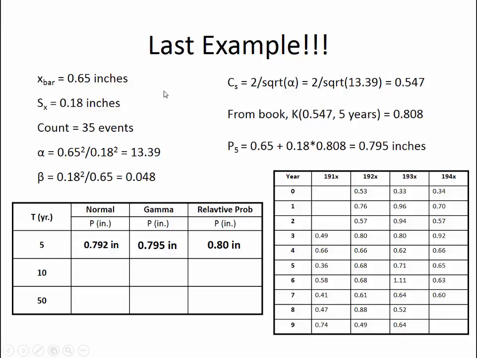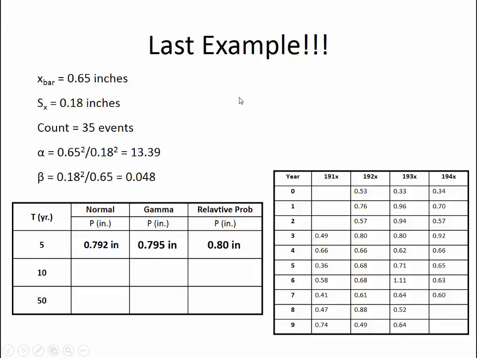Now all we have to do is take that and put it into our equation, just like we had in lecture chunk 3. We've got the mean, we've got the standard deviation times k, and it turns out that the gamma distribution, if we were to use that to model this set of data and look at what the 5-year return interval, or the 80th percentile probability, would be, we would see that it would be 0.795 inches. That's what it would return. Okay, so great. So there we go.